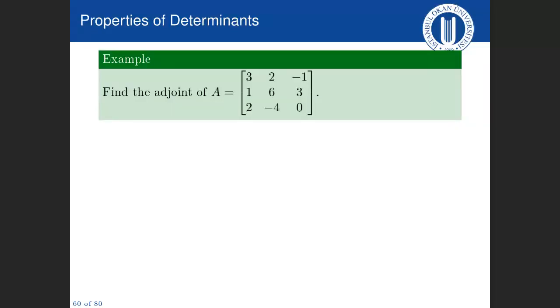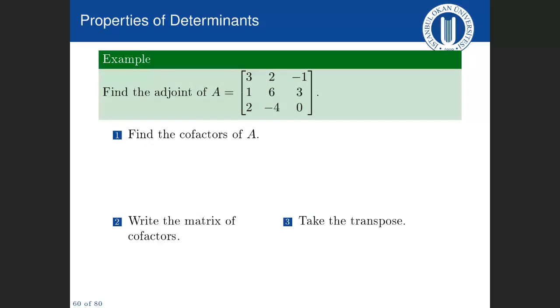So for example, find the adjoint of this matrix. There's 3 steps here. We're going to need to find all of the cofactors of A. We're going to write them in a matrix. We're going to write down the matrix of cofactors. And then step 3, we're going to take the transpose.